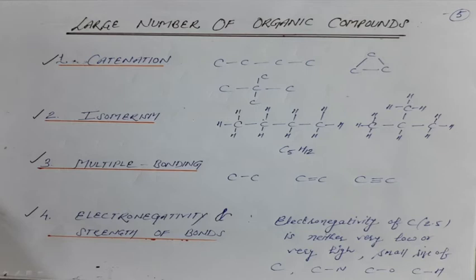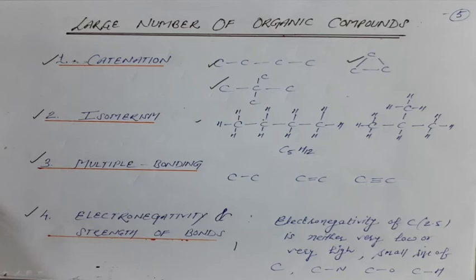These are a few examples I have written here. This one is the straight chain linkage, this is the cyclic or ring chain, and this one is the branching. Second is isomerism. So what is isomerism? Isomerism is the property due to which two or more compounds have the same formula, but their structural formulas are different. Like this is one example.